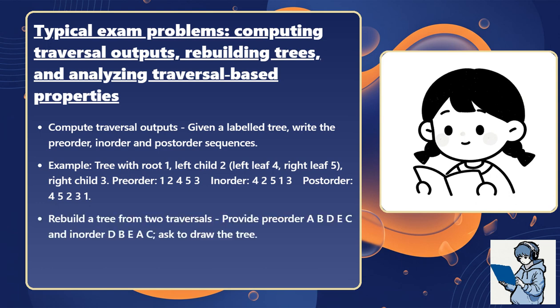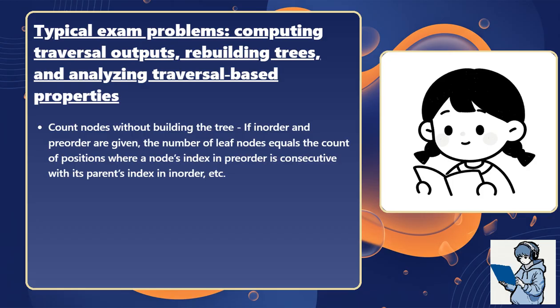Rebuild a tree from two traversals. Provide preorder A B D E C and inorder D B E A C, and ask to draw the tree. Students apply the reconstruction steps described earlier. Count nodes without building the tree: if inorder and preorder are given, the number of leaf nodes equals the count of positions where a node's index in preorder is consecutive with its parent's index in inorder, etc.